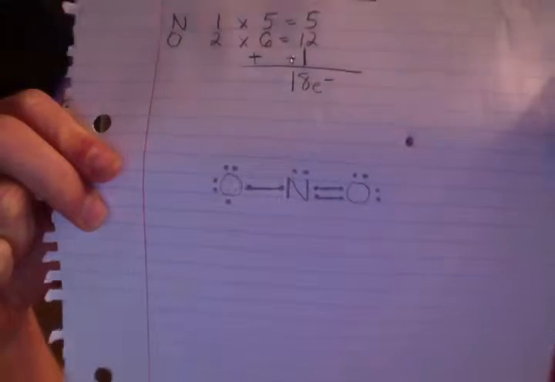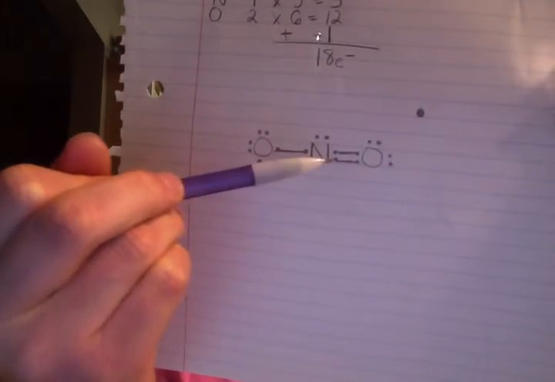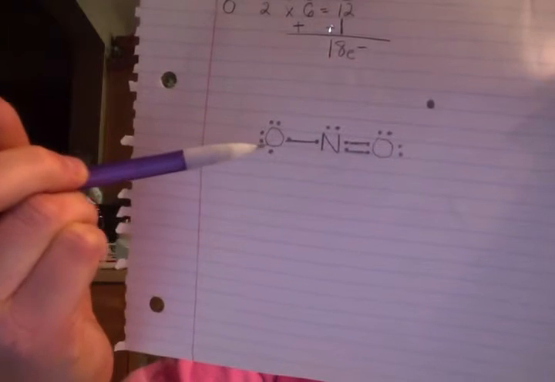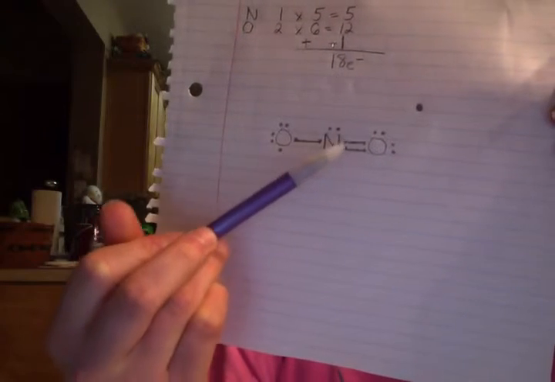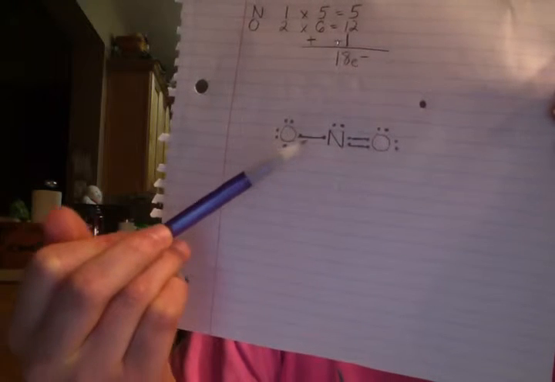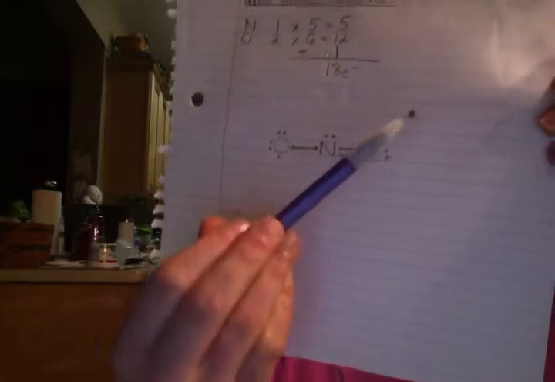Now that I have all my electrons around each of my elements and they're set up right, I'm going to form the bonds to make sure that each one has 8 valence electrons around them. So I did a double bond between nitrogen and oxygen here, and then I did a single bond between nitrogen and oxygen here, and that gives nitrogen 2, 4, 6, 8, so that's good. And then oxygen has 2, 4, 6, 8 on this side, and then on this side it only has 2, 4, 6, 7.